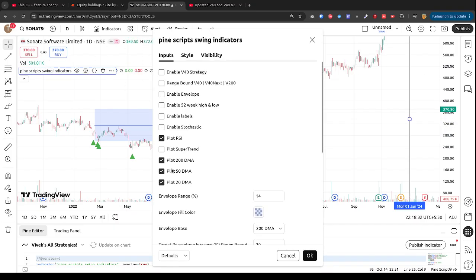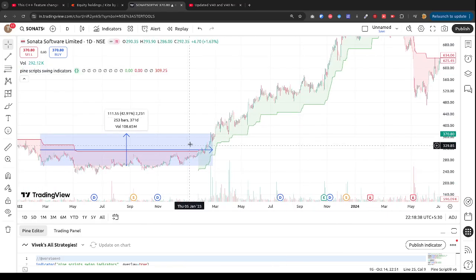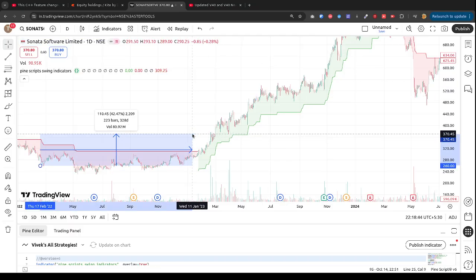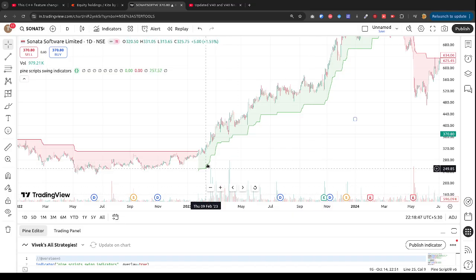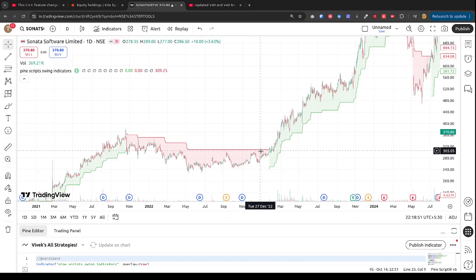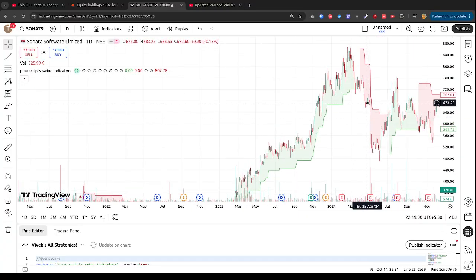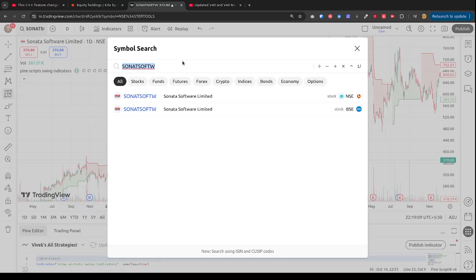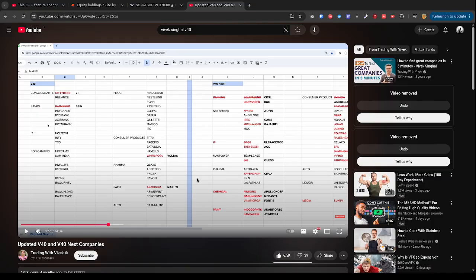Coming to next indicator, which is called plot super trend. In Vivek Singhal's video, he tells us to flip the colors, but that creates a lot of confusion. So in my code, I have flipped the colors, making it easy. Whenever the indicator turns from red to green, this is a buy range. And whenever the indicator turns from green to red, that is a sell range. So if we would have taken trade over here, oh sorry, this should be for V40 stock. We can take some other V40 stock, suppose PGHH.